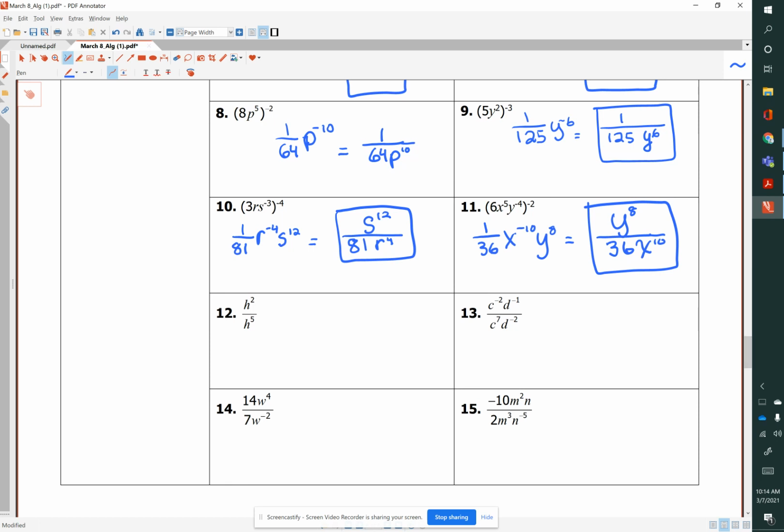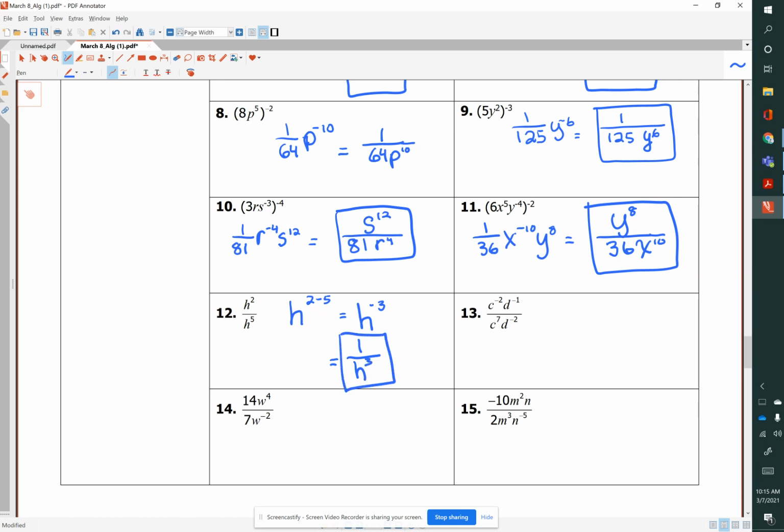And number 12, we have, remember, when we divide exponents, we subtract. So this would be h to the 2 minus 5 power, which would be h to the negative third power, which would equal 1 over h to the third power.